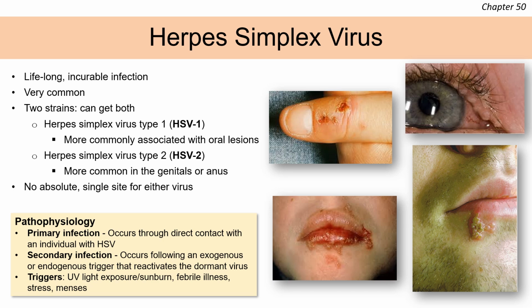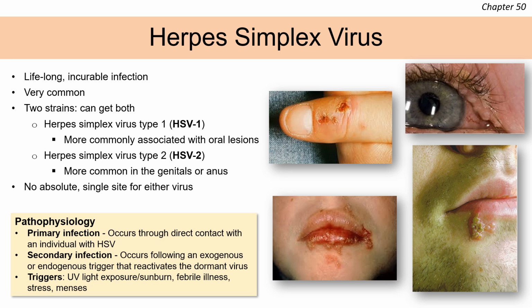Next is herpes simplex virus. So HSV, there are two strains, HSV1 and HSV2. You can get both strains or just one. This is a lifelong incurable infection. So these patients will forever have this virus in their body. It is very common. The HSV1 virus is more associated with above the waist, so like in the mouth, and HSV2 is more associated with the genitals or below the waist. They can be reversed, it's just more common in those areas.